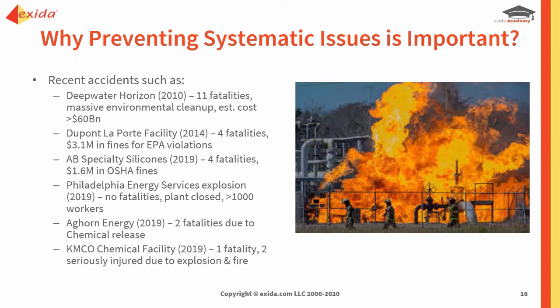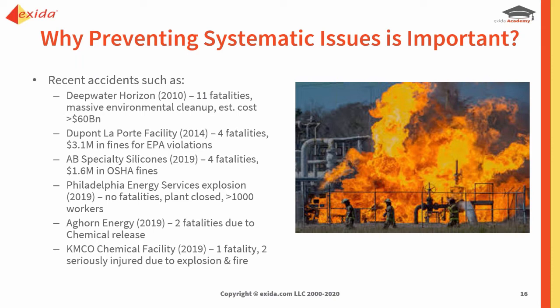AB Specialty Silicones, again, 4 fatalities, 1.6 million in OSHA fines. Philadelphia Energy Services explosions, no fatality, but the plant closed with greater than 1,000 workers being laid off, and that was because they hadn't inspected piping. Aghorn Energy, 2 fatalities due to chemical release, and KMCO chemical facility, 1 fatality, 2 seriously injured due to fire and explosion.